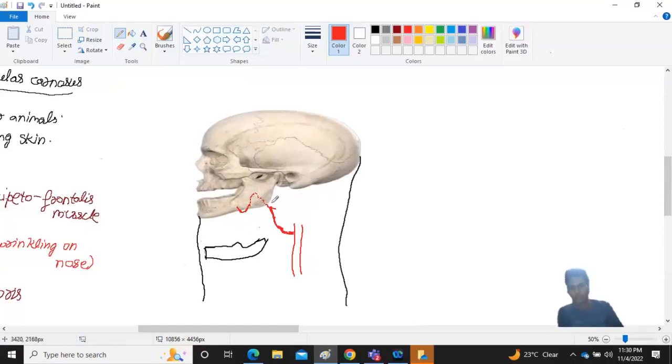So first we take note: facial artery, branch of external carotid artery.